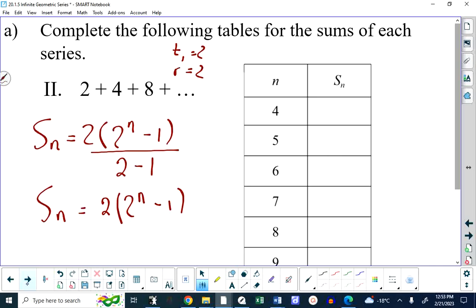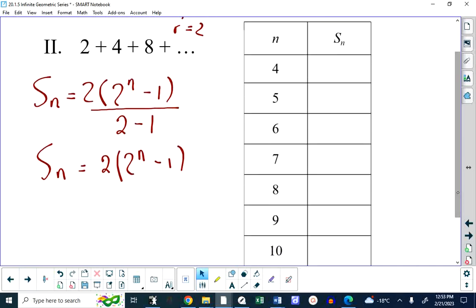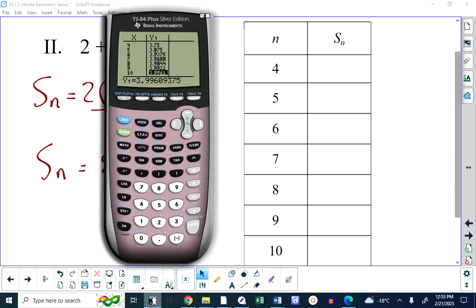So we can do this. On the calculator, 2 bracket 2 raised to the n minus 1. Close brackets and get rid of everything else. I guess let's start at 4 and go up by 1, because that's what we want to know here.